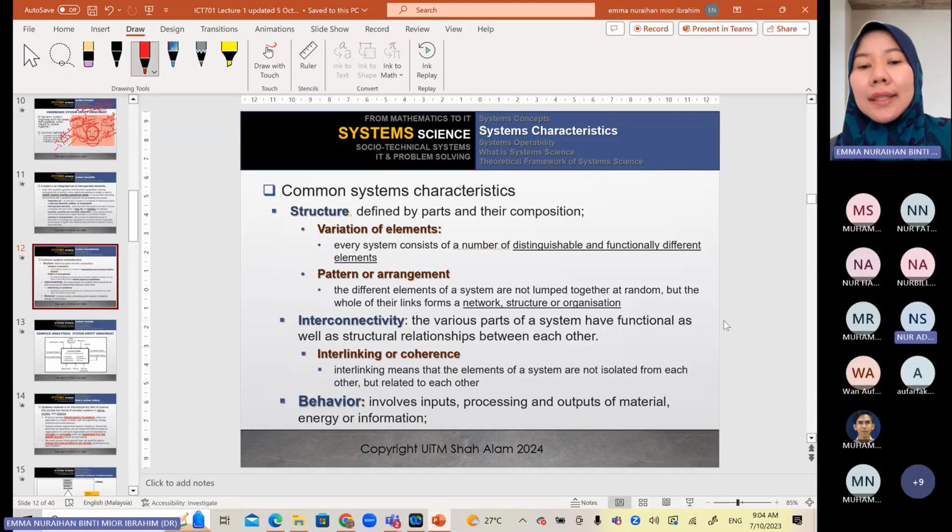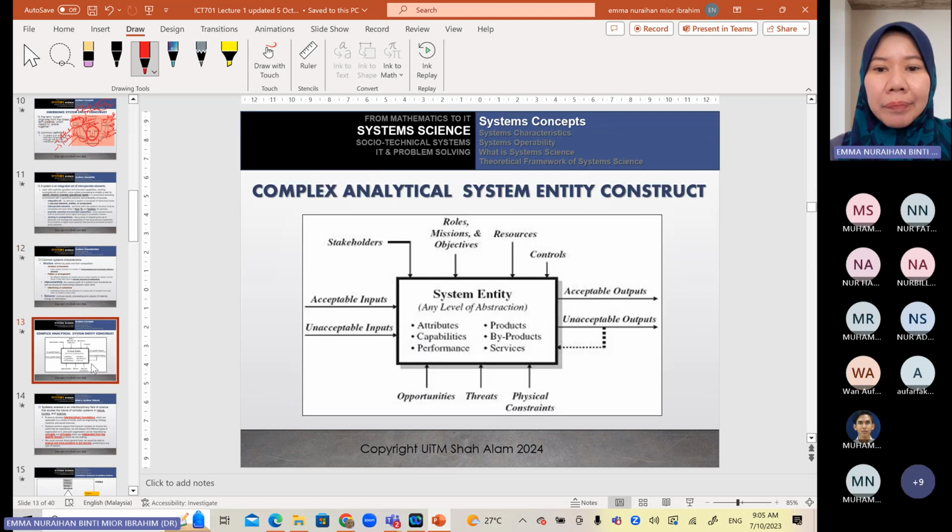Okay, so in any system, you have a variation of elements, a pattern of arrangement based on network structure or organization. So even in your organizations, you have different departments. So these departments work in synergy. You cannot just work within the IT department without talking to human resource, marketing, or operational or accounting whatsoever. So it must have synergy. And just now you looked at the basic input, process, output. But in reality, system is way more complex.